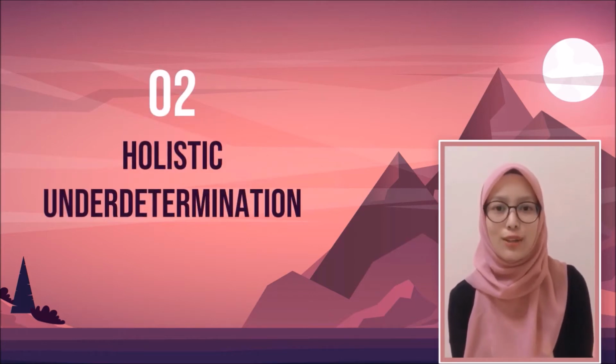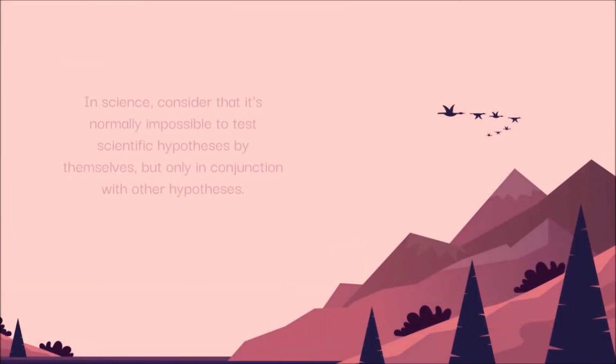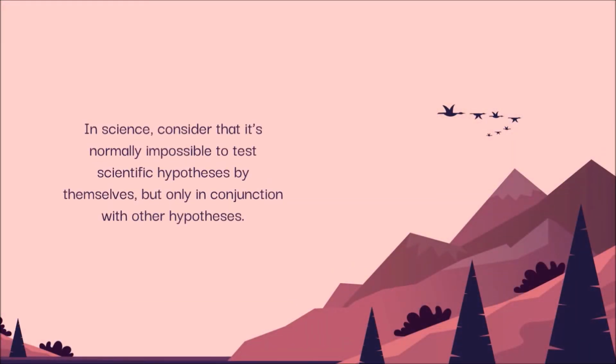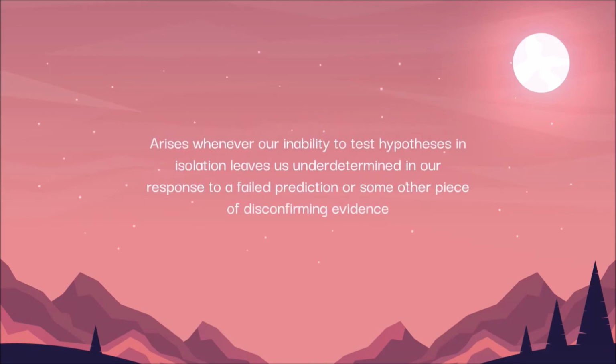Hi, I'm Fatina Zribitinoudin, and now I will explain to you the first topic in underdetermination, which is holistic underdetermination. Let's get started. In science, holistic underdetermination considers that it is normally impossible to test scientific hypotheses by themselves, but only in conjunction with other hypotheses. What is holistic underdetermination? It arises whenever our inability to test hypotheses in isolation leaves us underdetermined in our response to a failed prediction or some other piece of disconfirming evidence.